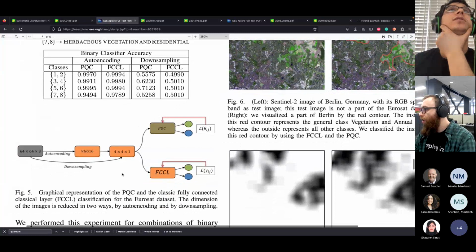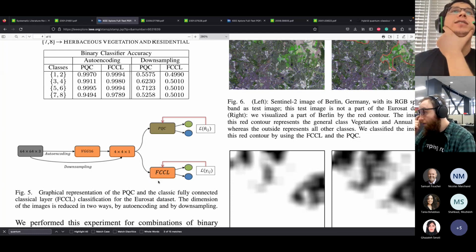Oh, look, here they do the comparison between the two approaches. So they do dimensionality reduction with the VGG, and then from there they use a parameterized quantum circuit. And independently, they use a fully connected classical layer. So this is a classical neural network.